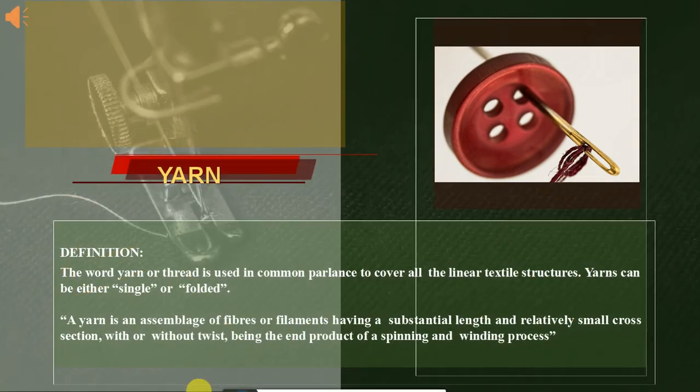Definition: the word yarn or thread is used in common parlance to cover all the linear textile structures. Yarns can be either single or folded. A yarn is an assemblage of fibers or filaments having a substantial length and relatively small cross-section, with or without twist, being the end product of a spinning and winding process.